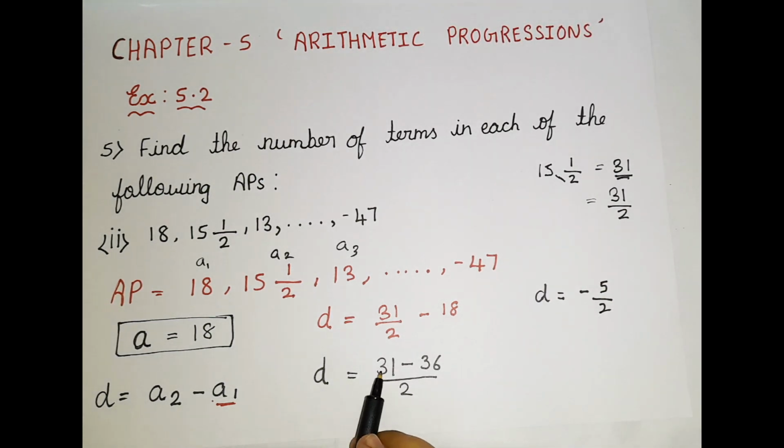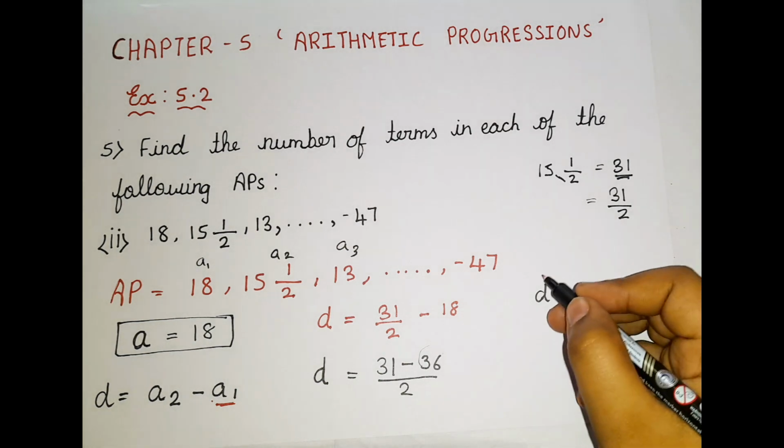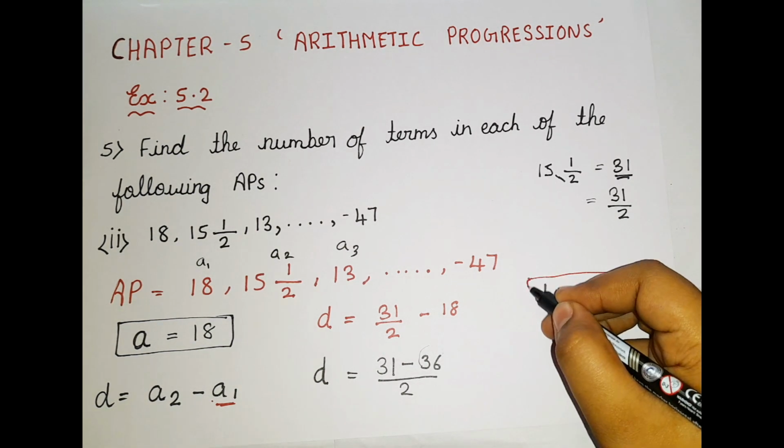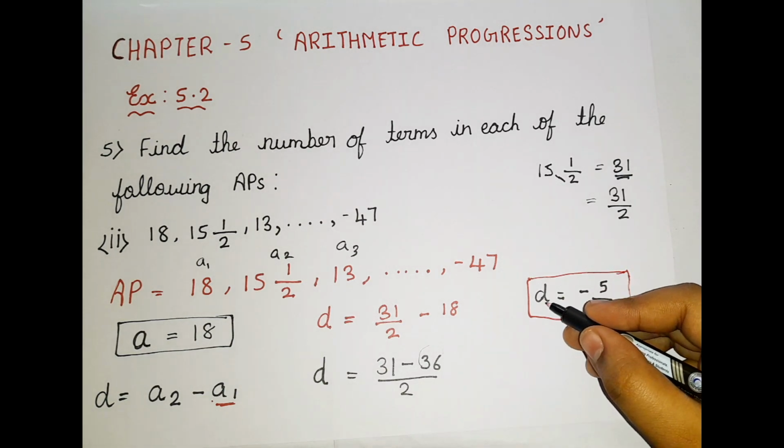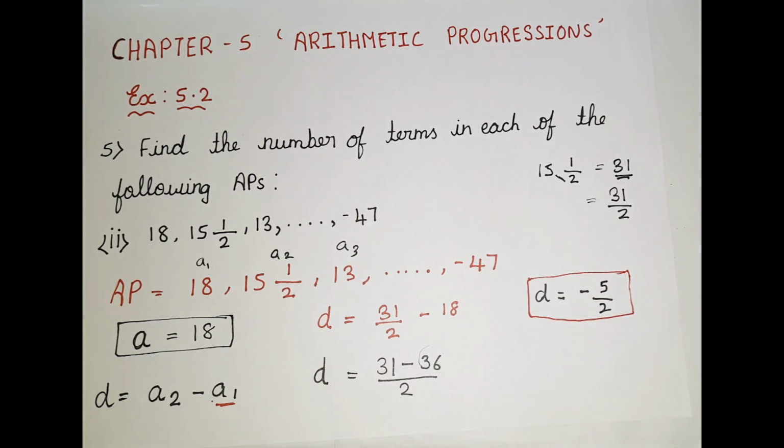Why? Because 31 minus 36, when we subtract them, we get 5, and the greater number has the minus, so I just wrote the minus as it is. Now this is our common difference. D means common difference. So now we know the common difference, that is minus 5 by 2.